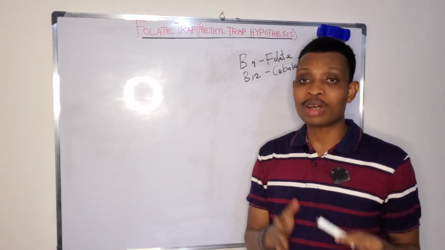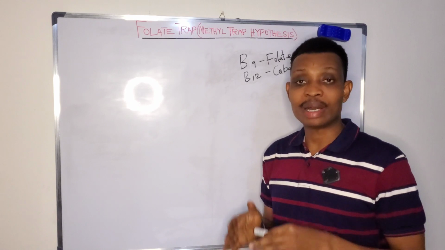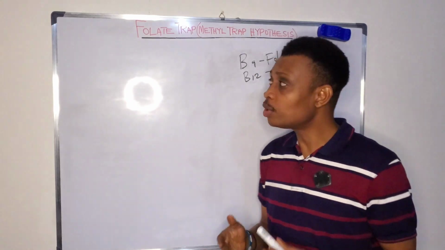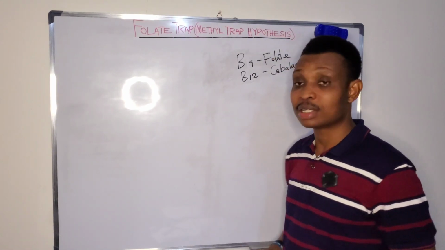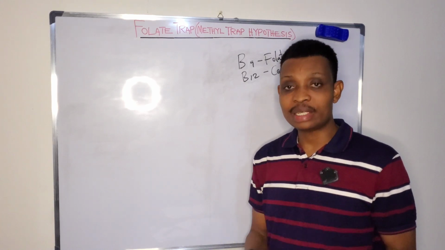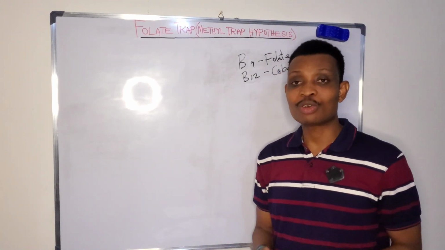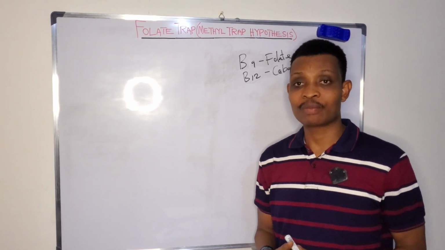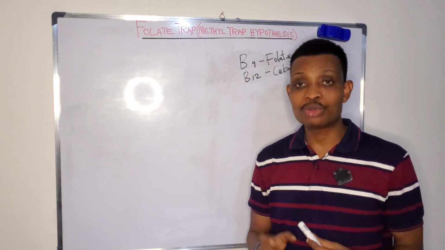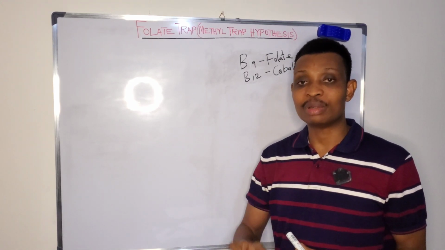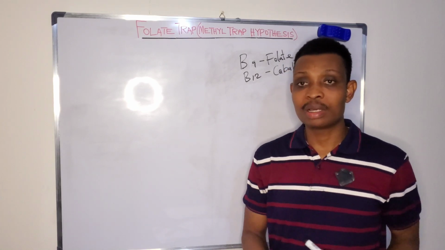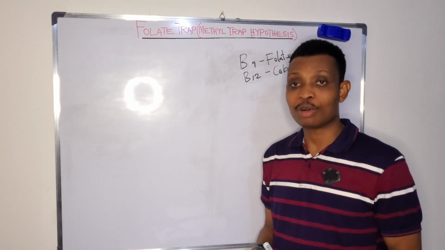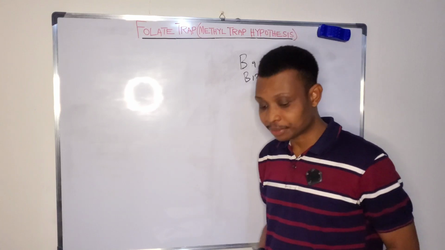That is to say, the absence of one vitamin will definitely affect the biological activity or the physiological role of the other vitamin. Now, the folate trap hypothesis or the methyl trap hypothesis can be explained on the basis that the absence of vitamin B12, that is cobalamin, will bring about a deficiency or an inhibition in the physiological role or biological activity of vitamin B9.